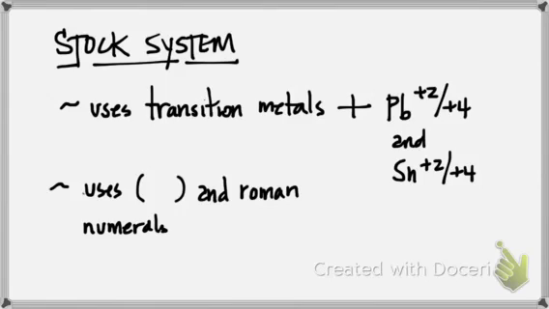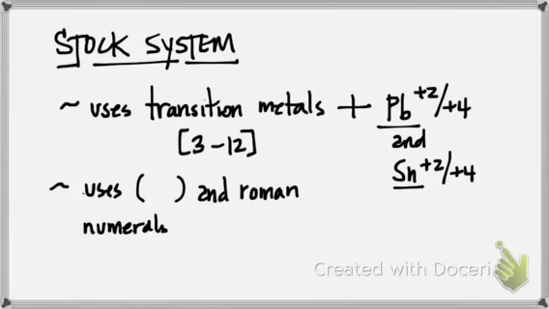Now the third system is the stock system, and this is normally the one that causes people the biggest issue. Stock system naming is going to use transition metals, and you're basically going to be dealing with groups 3 through 12 for transition metals. And you have two exceptions. You have a notable exception of lead and tin, and you're going to use stock system for those.